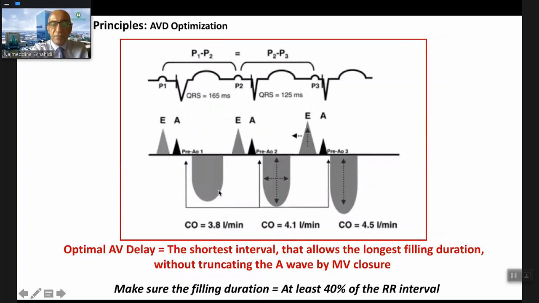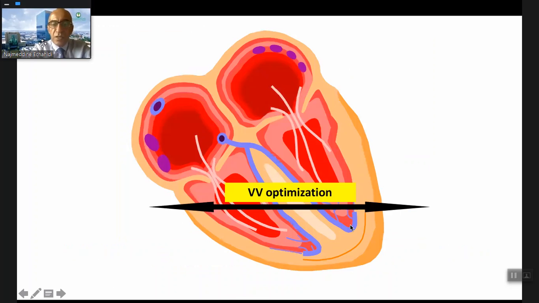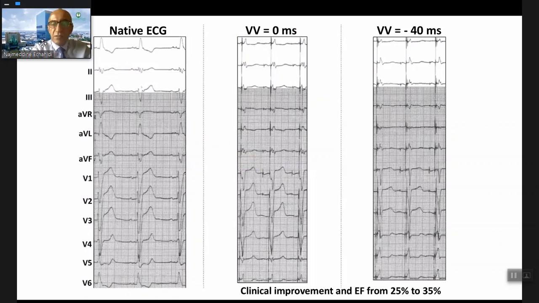Okay, if you do this, you will be able to significantly increase the cardiac output. What about the VV optimization? We don't have strong evidence. We are really very lucky in such patients here.